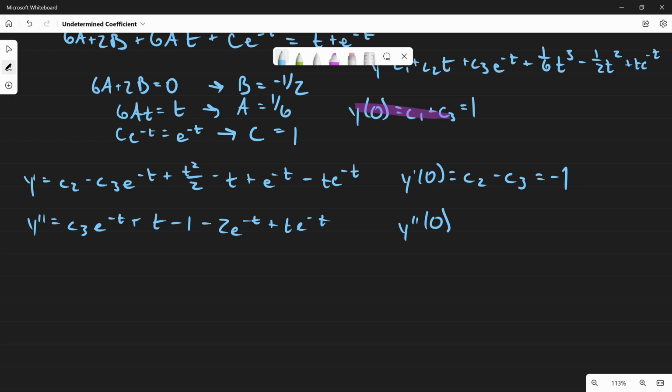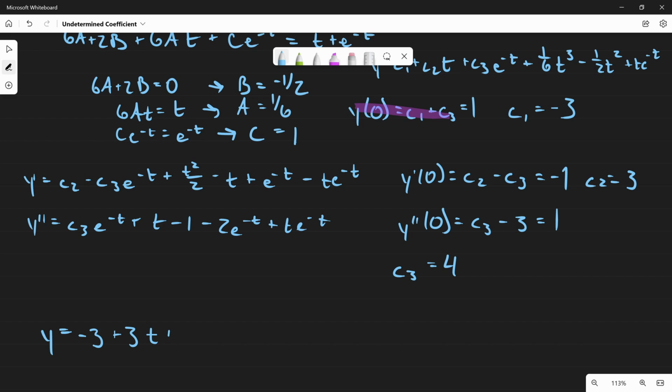Put in the second derivative, y double prime is equal to 0. We'll get c3 minus 3, and that's equal to 1, making c3 equal to 4. So this means that c2 will be negative 3. No, that's a lie. It will be equal to positive 3. And then c1 will be equal to negative 3. Yeah, that makes our solution equal negative 3 plus 3t plus 4e to the negative t plus 1 over 6 t cubed minus 1/2 t squared plus t e to the negative t.